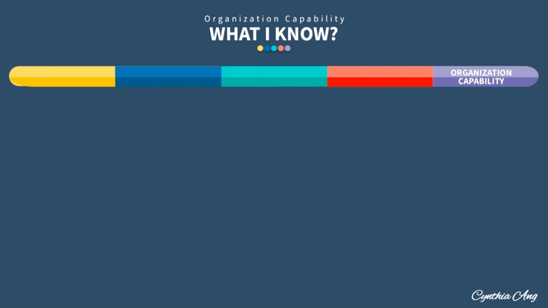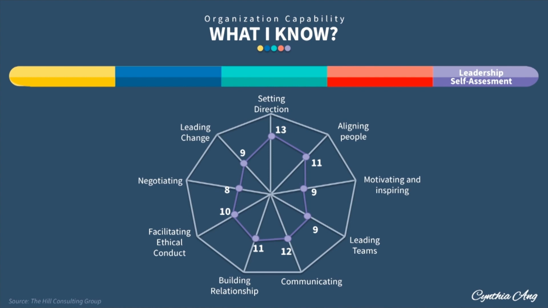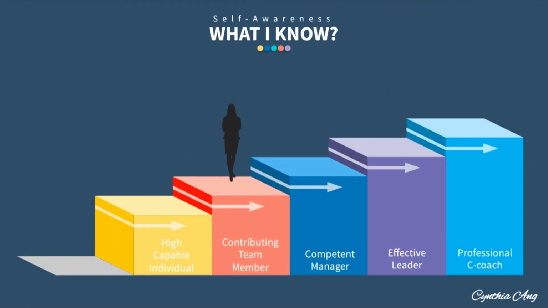So previously, I have talked about my team roles. Now let's see my leadership skills through the leadership assessment test. From this result, it can be seen that I'm able to set directions and have good teamwork skills through communicating, building relationships, and aligning people. However, I need to improve my negotiating and leading skills while being more inspiring and motivating to others. Based on these 3 tests, it shows that I'm at the second level, which is the contributing team member. Thus, I need to keep developing myself to enter the highest level.